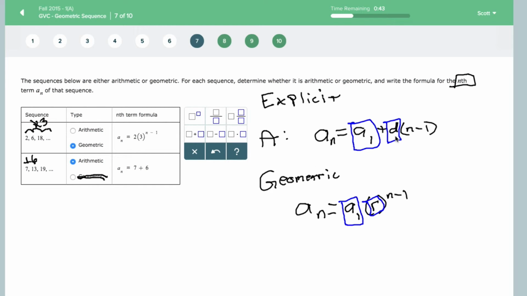And there's where the difference goes, right there. And then I just do n minus 1, because I'm trying to find the nth term, and that's what that n represents, the nth term. Okay. The next one's going to be very similar, so I'll leave those formulas up.